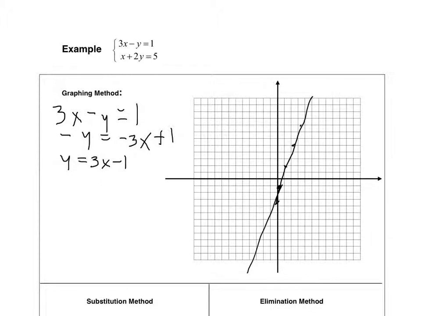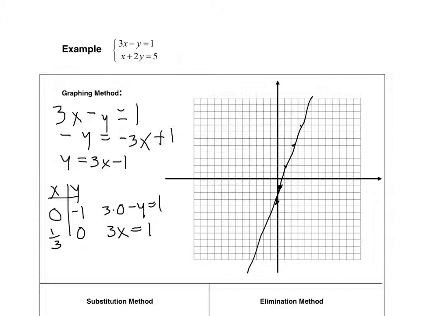We could also have taken this and we could have created a t-chart. Let x be 0. That gives you 3 times 0 minus y equals 1, which means y is a negative 1. You could let y be 0. That gives you 3x equals 1, so that gives you x equals 1/3. So we have 0, negative 1, and 1/3, 0, which is hard to draw accurately, but we can try.